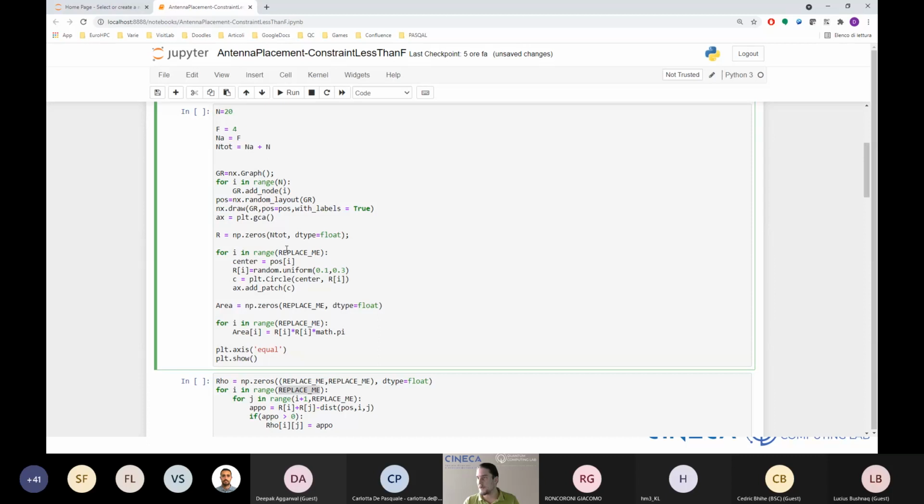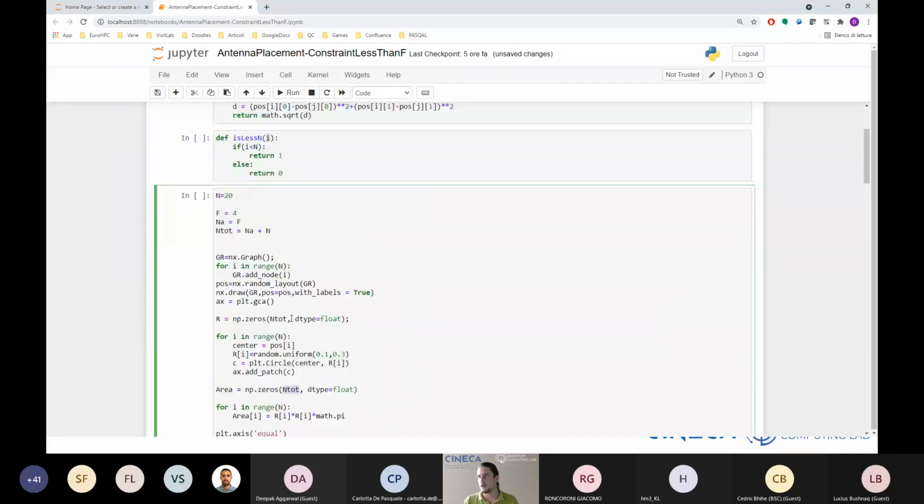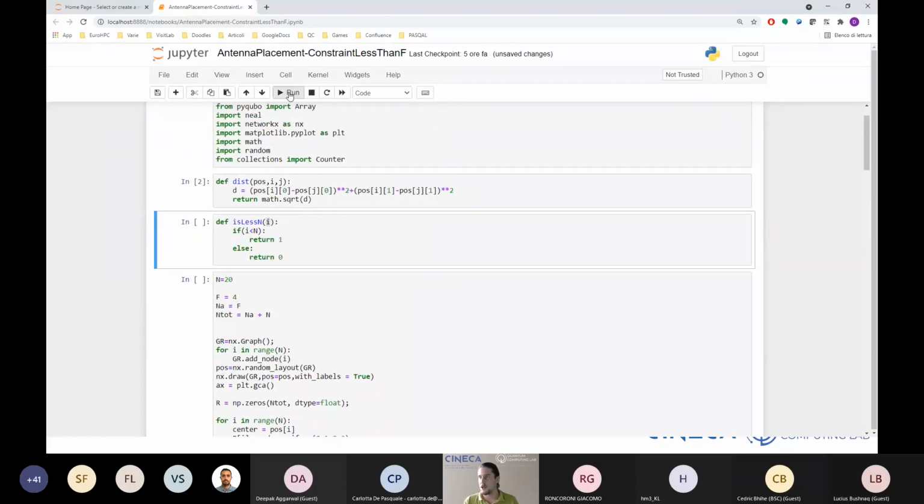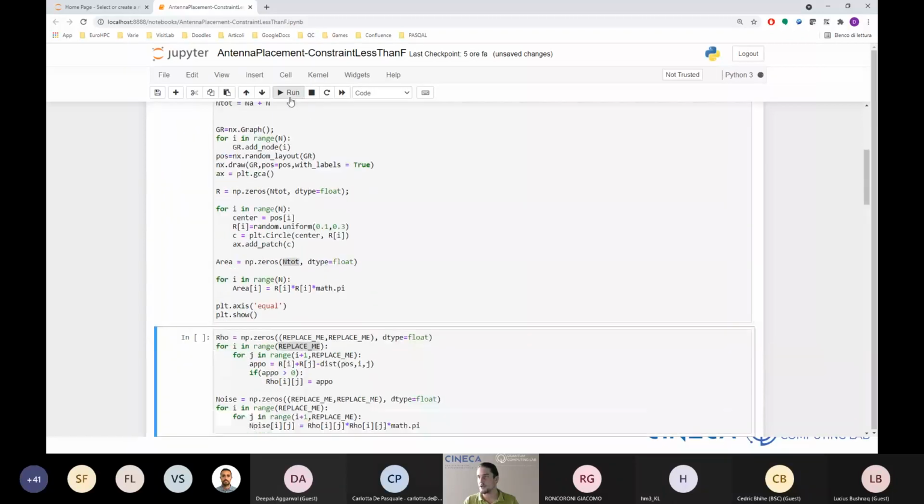You make this replacement, but when I create the radius, in this case, when I calculate the radius of every antenna, I have to do this only over the first n qubits. Okay, so in this way, with the same philosophy, I can do this without n tot. So also in this case, we have n tot arrays, but only the first n are filled with values different from 0. Okay, let's run every cell in order to see if everything is good.